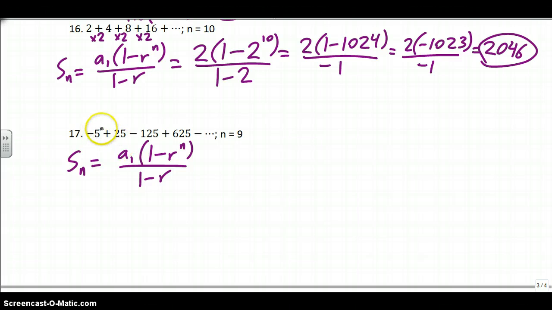Do we have the first term? It's a1. Do we have n? Yep, it's right there. And do we have r, what we're multiplying by? Well, to get r, you can take the second term divided by the first term. And it should be the same throughout, right? Anyway, it's negative 5. So here we go.